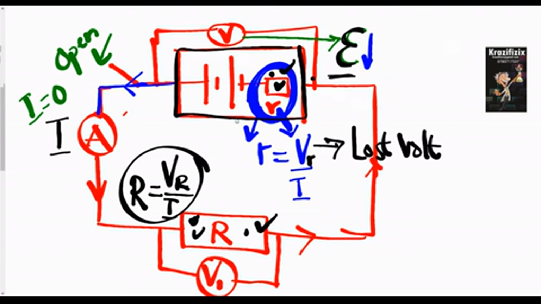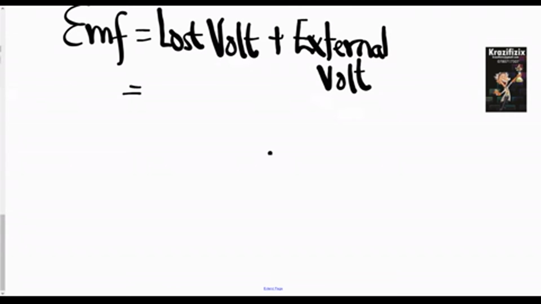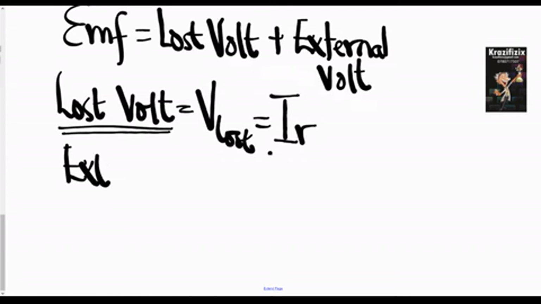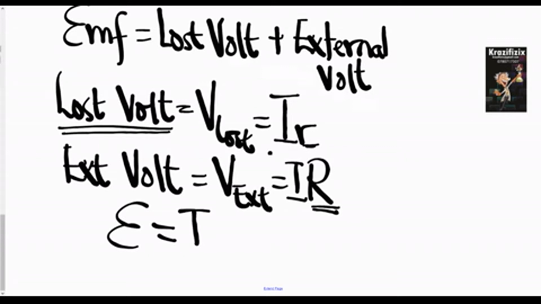Remember that V equals IR, and since current is the same, this is where we get our formula from. Lost volt, from Ohm's law, V equals IR, let's write as V lost. This happens in our internal resistance. It's I multiplied by small r. While our external volt, some texts will call it the V load, is V external, and that is I multiplied by the big R, because we're dealing with the external resistor. Here we're dealing with the internal. So our EMF will be the addition of both: IR plus IR.